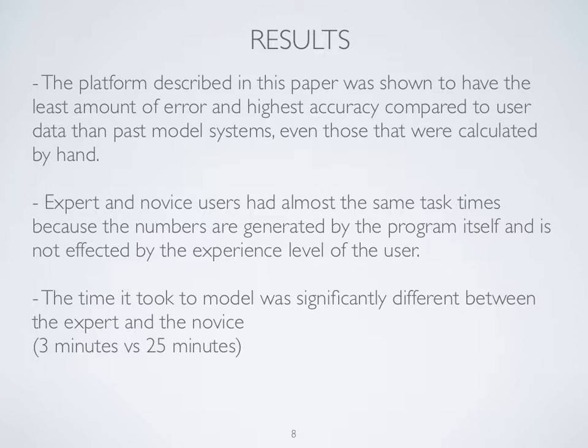Expert and novice users had almost the same task times because the numbers are generated by the program itself and not affected by the experience level of the user. And the time it took to model was significantly different between the expert and the novice. The expert took only 3 minutes versus the novice's 25 minutes. But either time wasn't terribly long or excessive.